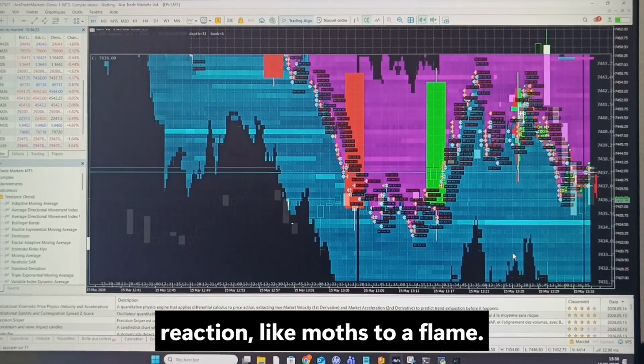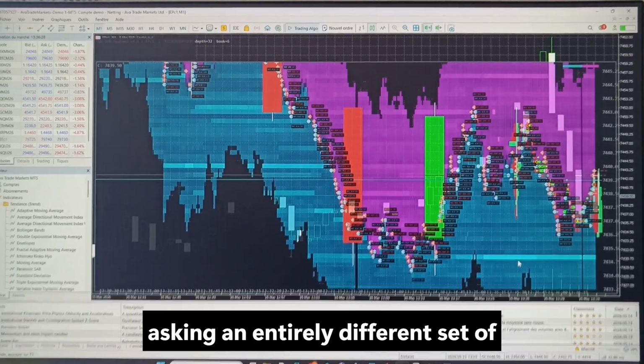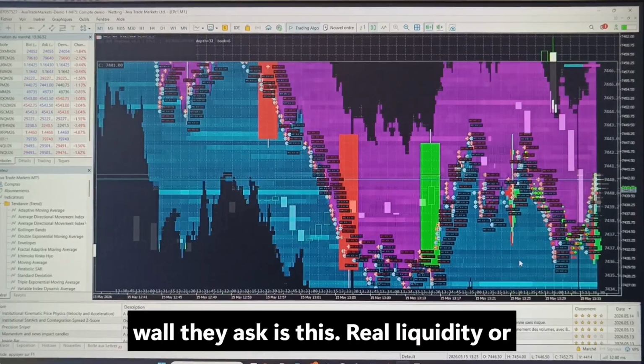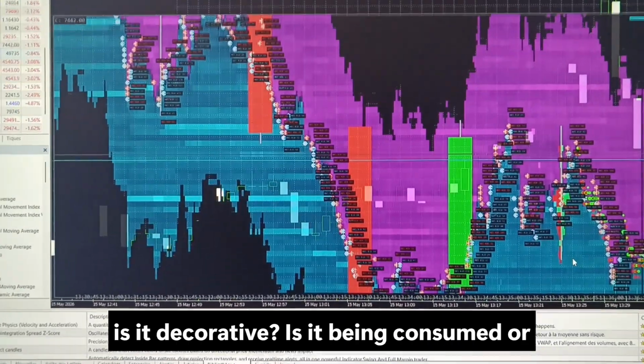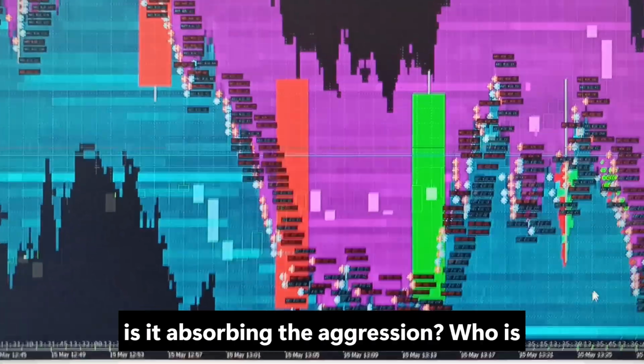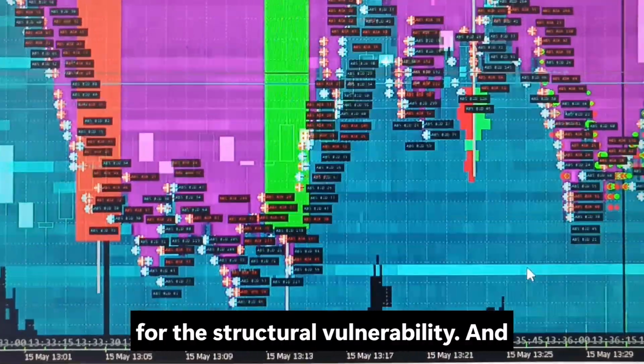Precisely. But the professional trader is asking an entirely different set of questions. When the pro sees that glowing wall, they ask, is this real liquidity or is it decorative? Is it being consumed or is it absorbing the aggression? Who is currently trapped here? They are looking for the structural vulnerability.